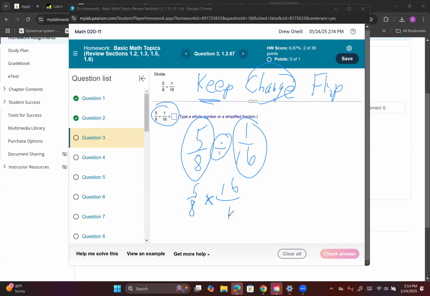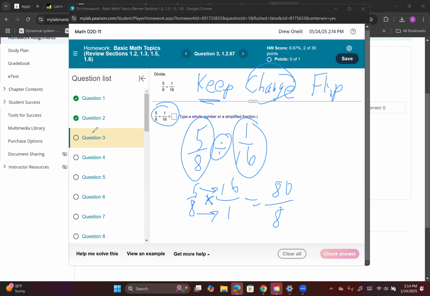And when we multiply two fractions, again, people struggle with this. We multiply across, right? So it's 5 times 16, 8 times 1. We don't cross multiply here, any of that stuff. It's just 5 times 16, which is 80. 8 times 1 is 8.